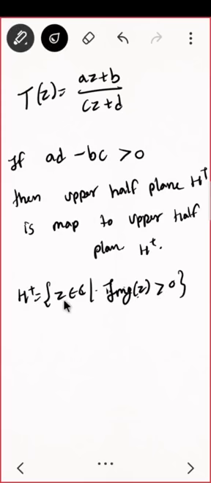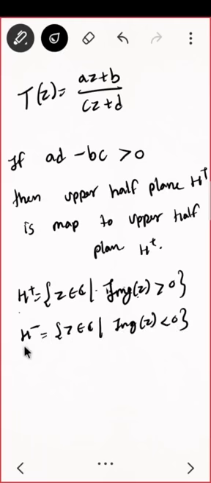This is H plus. And what will be your H minus? It will be set of all Z belongs to C such that imaginary part of Z is less than 0. So it is lower half plane. So if your AD minus BC is positive, then upper half plane maps to upper half plane. Correct? What if it is negative?